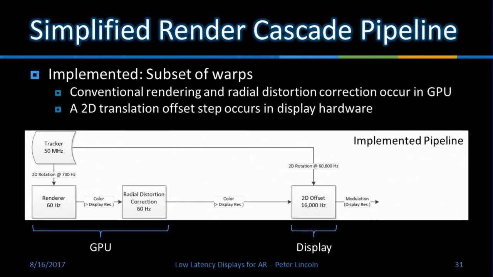Now, this is sort of a complicated allocation of it. In order to actually test this idea, I take this notional pipeline and simplified it into a subset of all these warps. The simplification is in order to examine post-rendering warp in the context of display hardware, and partly due to the low latency tracking systems that we had available. So more specifically, we're going to do normal rendering in the PC, do radial distortion correction on the PC, but then perform a 2D offset correction in the display hardware itself.